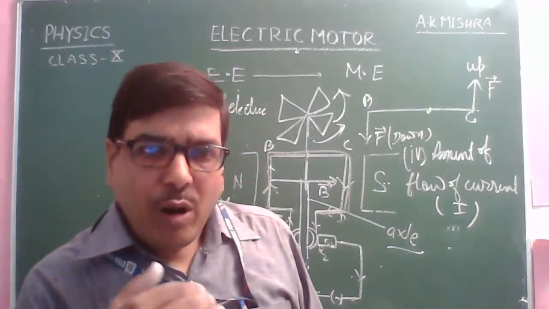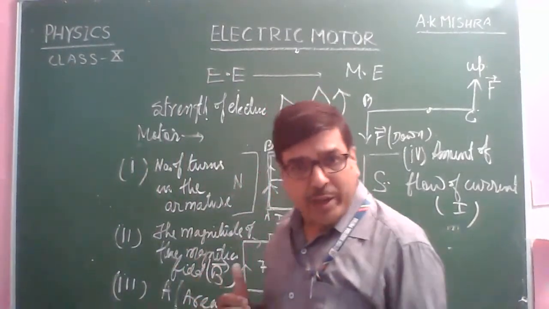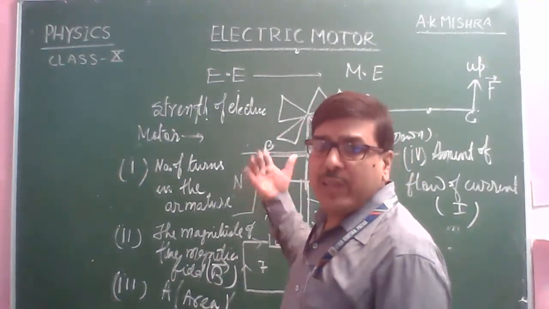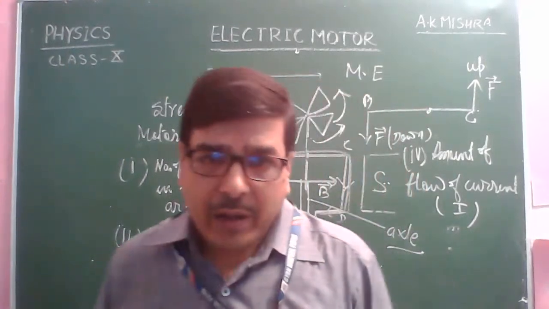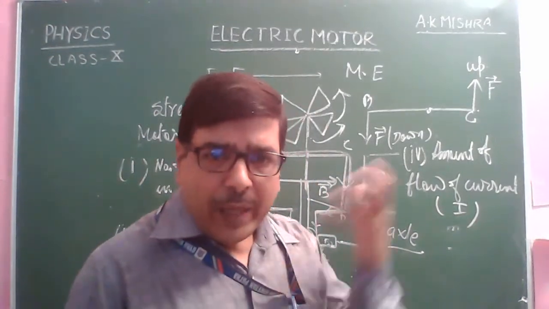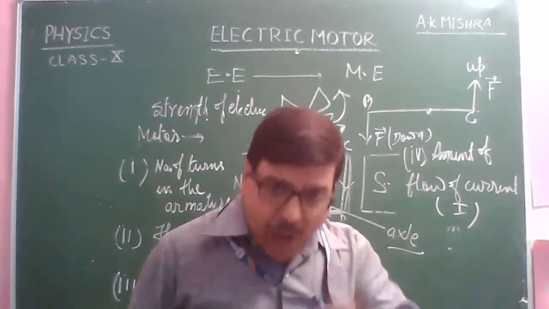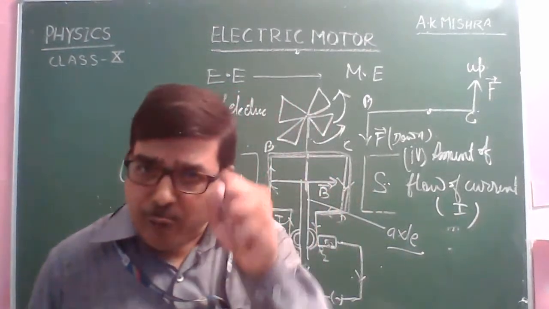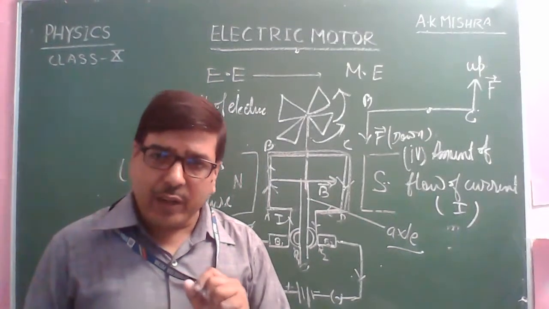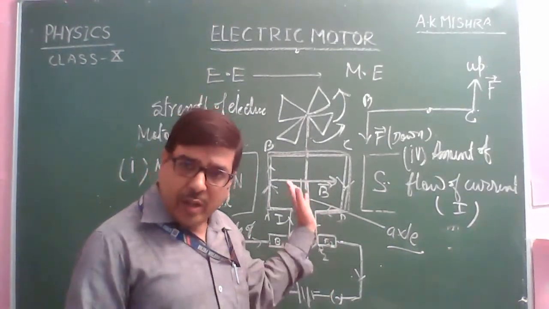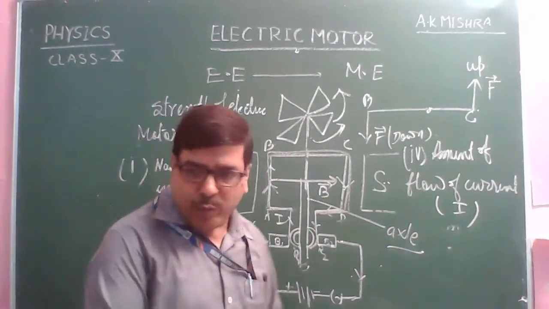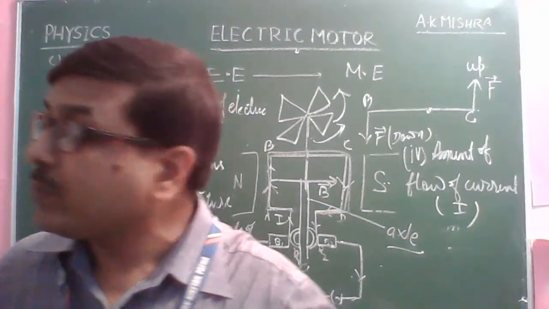Okay, so what is Fleming's left hand rule? Some students are unable to understand in which direction the force actually acts on a current carrying conductor placed in a magnetic field. So come to that point. The direction of force acting on a current carrying conductor in a magnetic field is determined by Fleming's left hand rule.